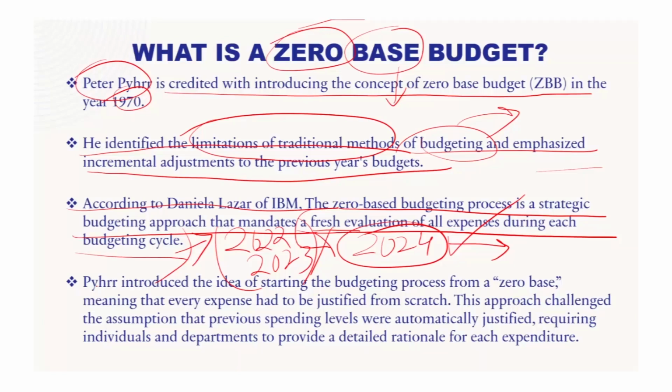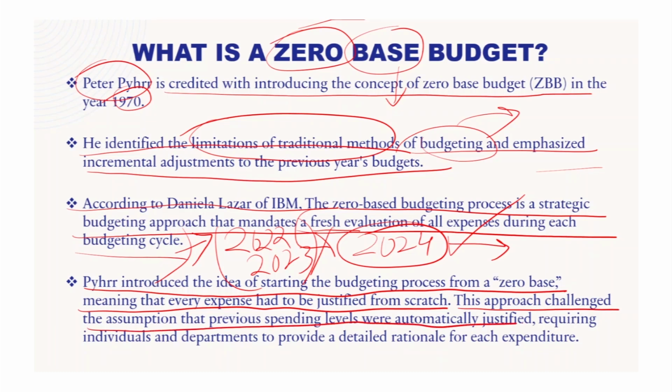Now, Fire introduced the idea of starting the budgeting process from a zero base, meaning that every expense had to be justified from scratch. This approach challenged the assumption that previous year's spending was automatically justified, requiring individuals and departments to provide a detailed rationale for each expenditure. As I mentioned, zero based budgeting is a little bit critical, because you have to provide very strong justification or rationale for any allocation of the budget.